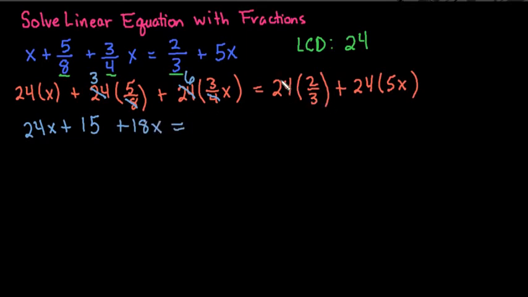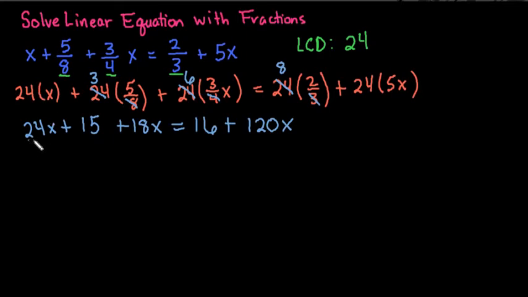For the next one, 24 divided by 3 again is, sorry, we did 24 divided by 8 earlier, now we're doing 24 divided by 3. So 8 times 2 gives us 16. And then 24 times 5 gives us 120x. So we now have an equation that we can solve that no longer contains fractions. So it makes it a little bit easier for us.